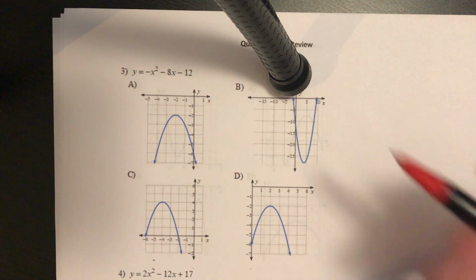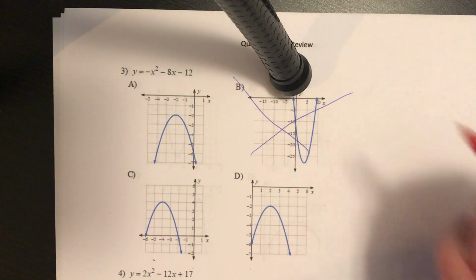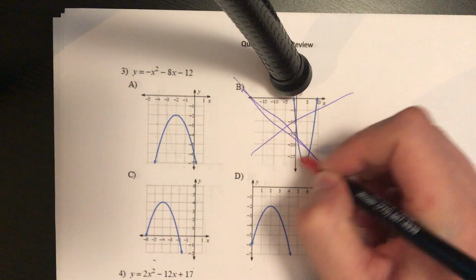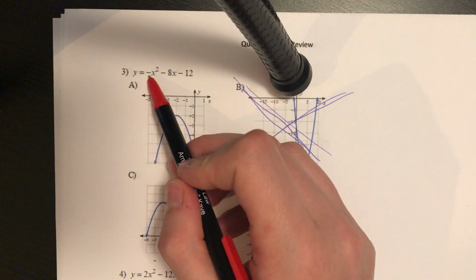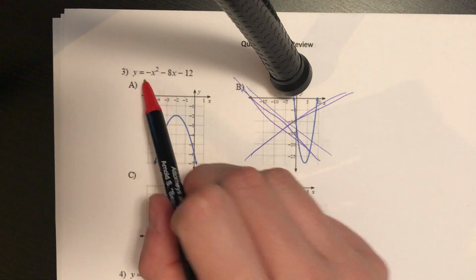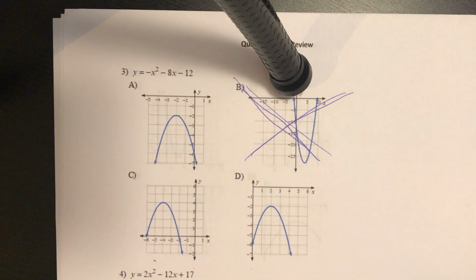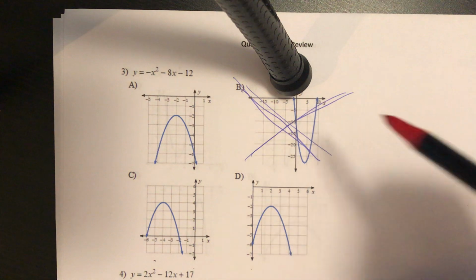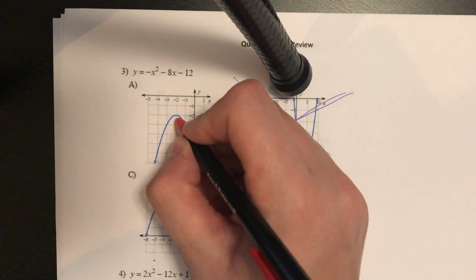Now I can eliminate b right away. We didn't do that for the last problem, but there's one you can always eliminate by just seeing this negative sign. Since it's negative out here, these are all going to be pointing down, so it can't be the one that's pointing up. All right, so I'm going to look at this.